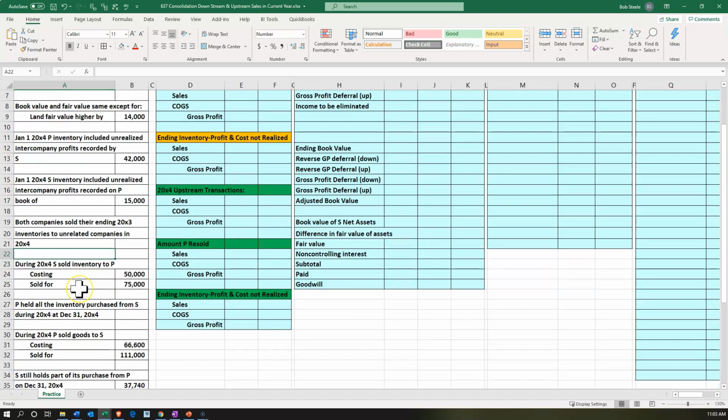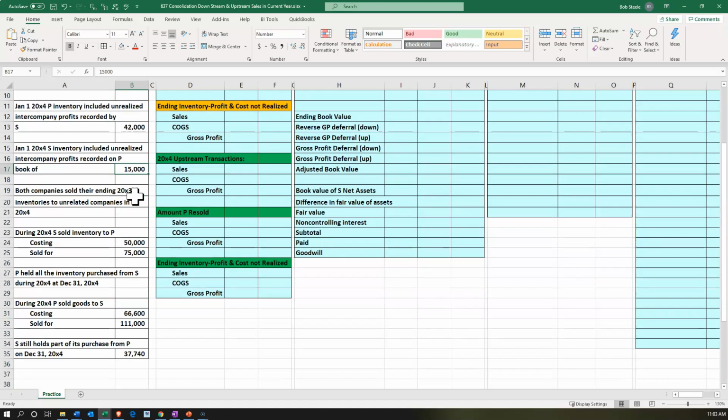Both companies sold their ending 20X3 inventories to unrelated companies in 20X4. So basically the inventories were then sold in the current year. These beginning inventories on the books as of the beginning of the year that came from the related party were now sold in 20X4.